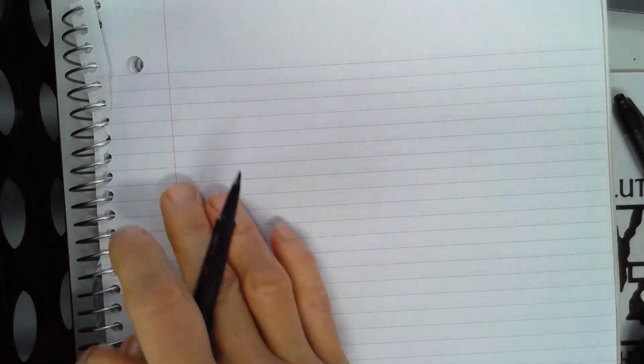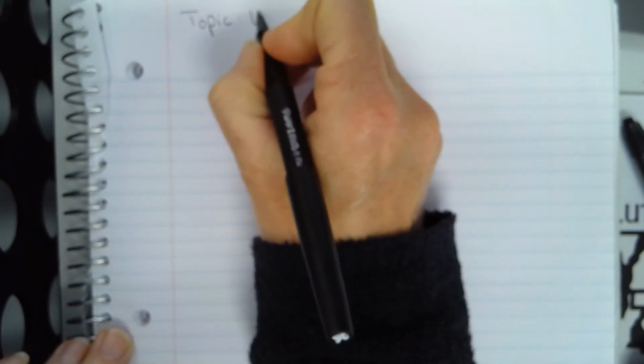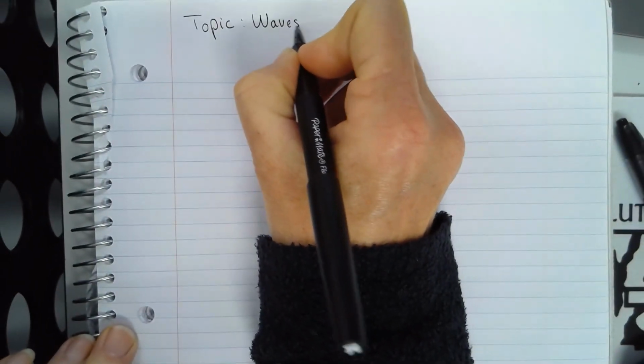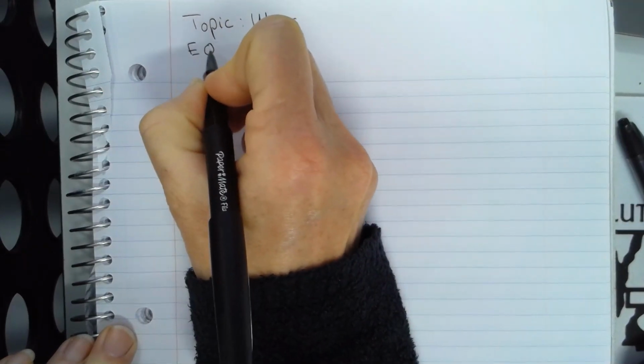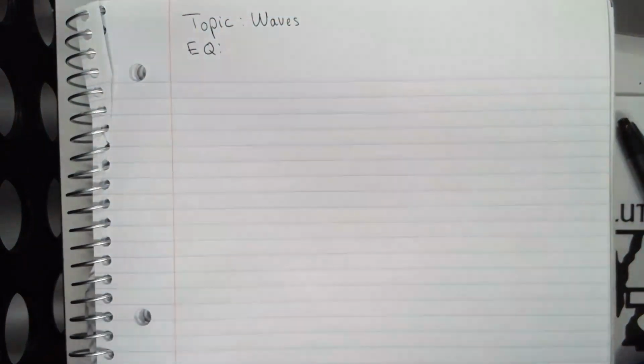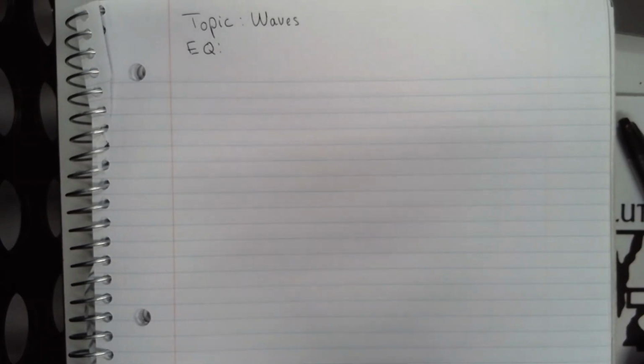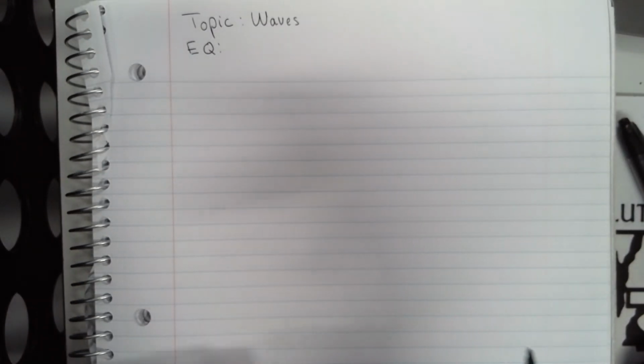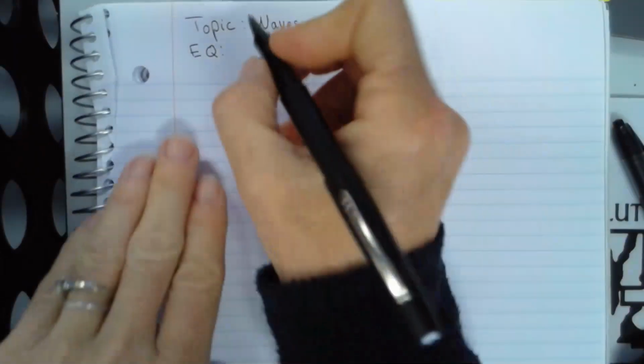Okay, today's notes are going to be on waves. I want you to do your notes on a right side so we can turn them into Cornell notes. So our topic is waves, and our essential question, the EQ for today, is what are the types and parts of a wave?